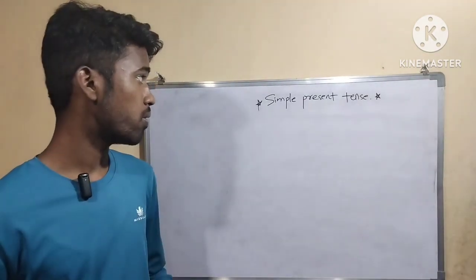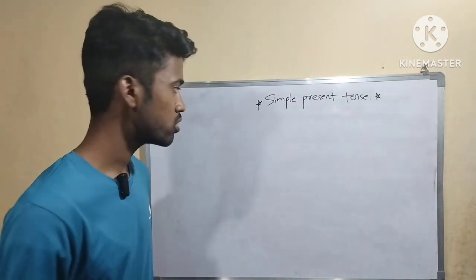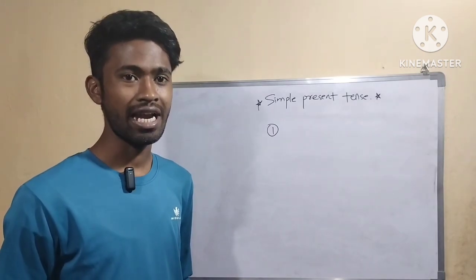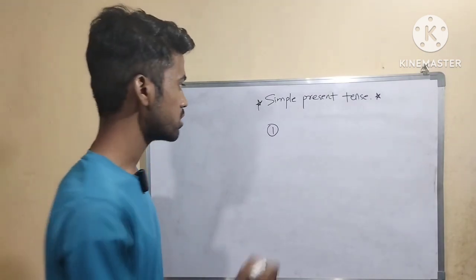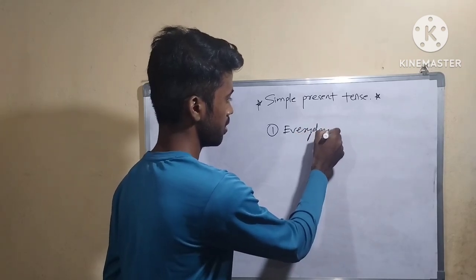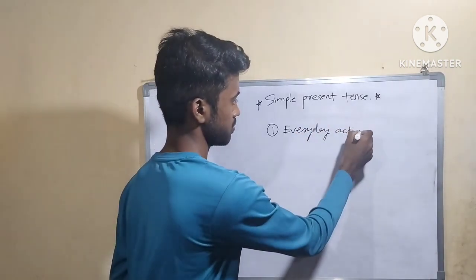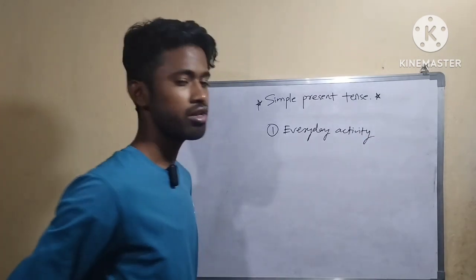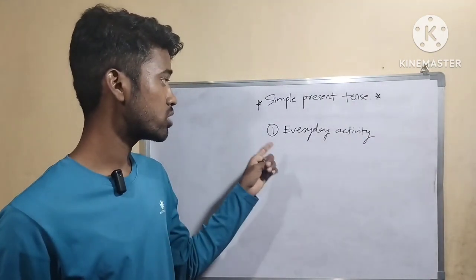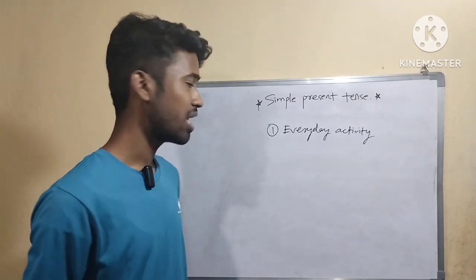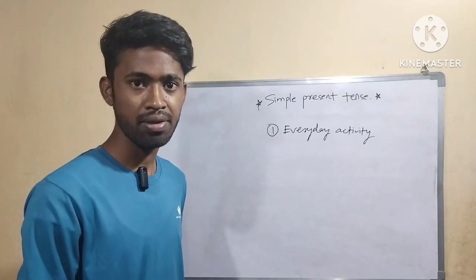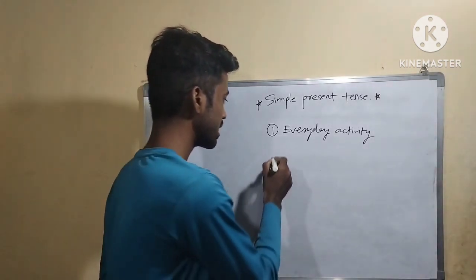So first, when do we use the simple present tense? So we use simple present tense to tell about the regular activities or everyday activity. You can say everyday activity. So where we are using simple present tense, first thing is we use simple present tense to tell about everyday's activity. Example, every day I go to school. So this sentence belongs to a simple present tense.